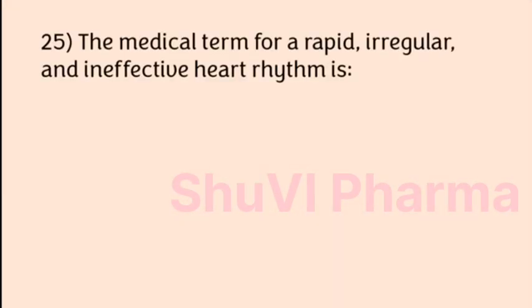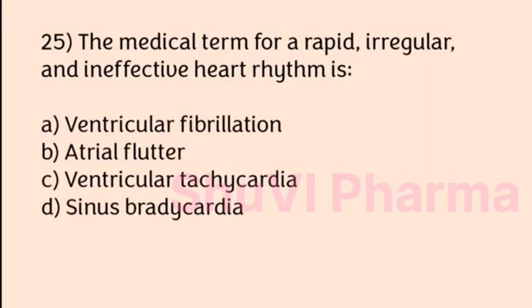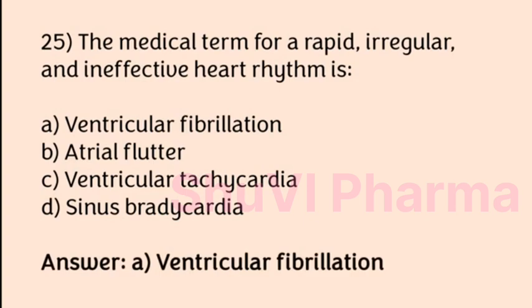The medical term for a rapid, irregular and ineffective heart rhythm is called ventricular fibrillation, atrial flutter, ventricular tachycardia, sinus bradycardia. The correct answer is option A. The medical term for a rapid, irregular and ineffective heart rhythm is called ventricular fibrillation.